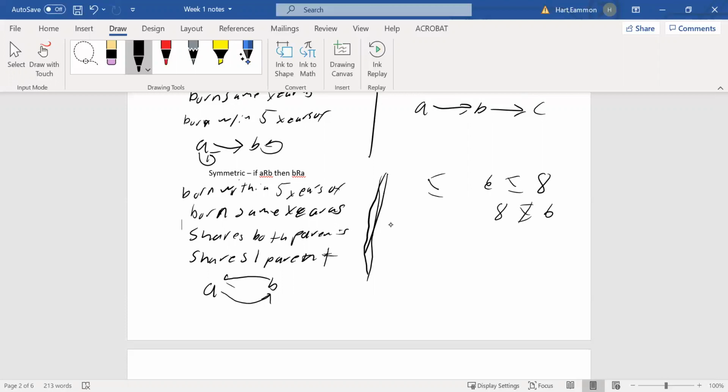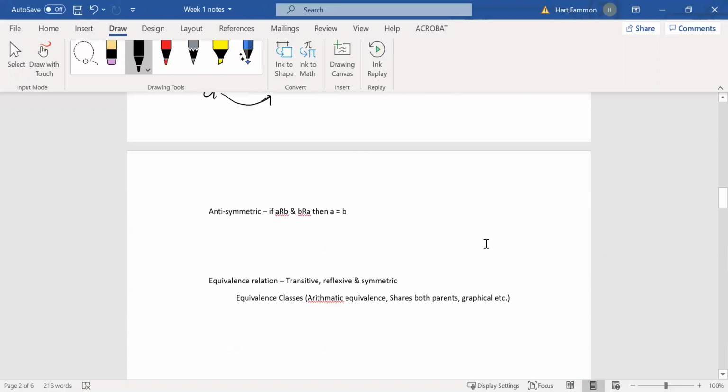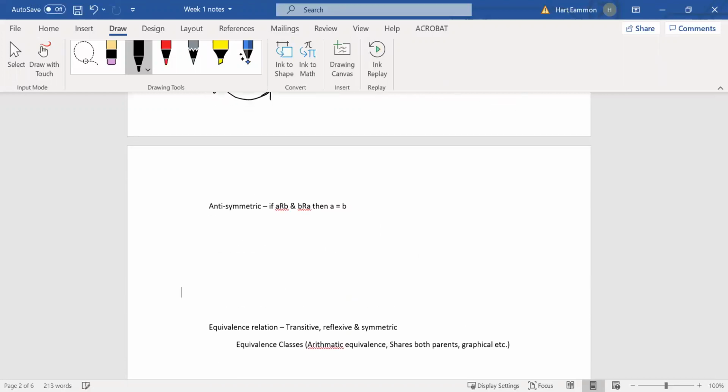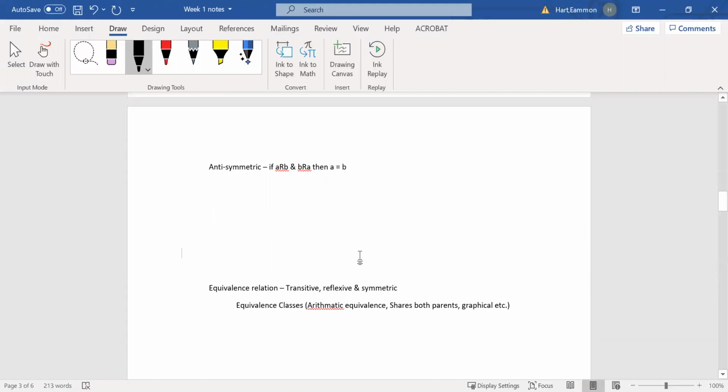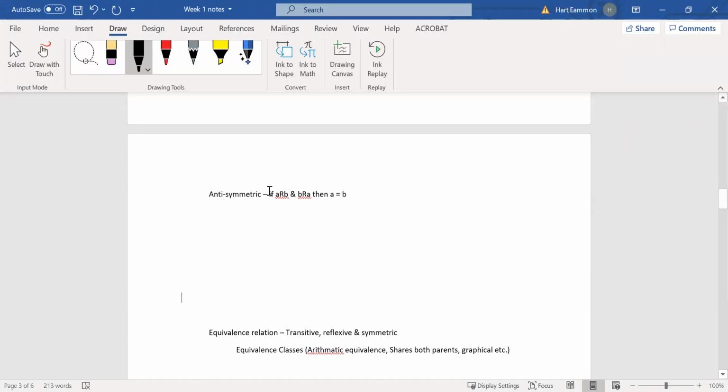To give another graph, this guy is not symmetric because A relates to B, but B does not relate to A. Anti-symmetric: if A relates to B and B relates to A, then A is equal to B. So less than or equal to is kind of the go-to example for this guy.